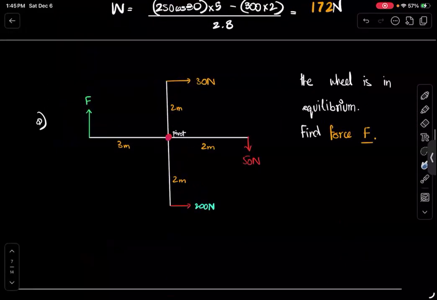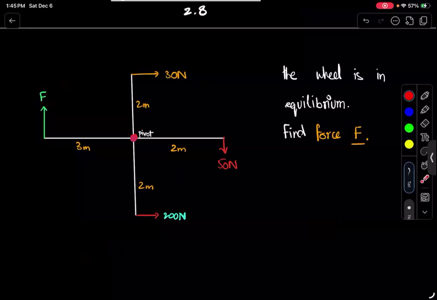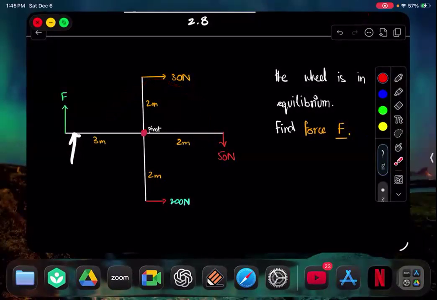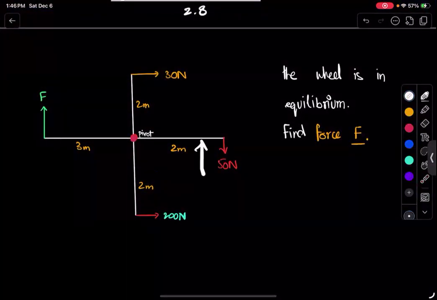This is a wheel, and this wheel is in equilibrium. The question is to find this force F. How do you do that? It's pretty simple. If this is a wheel, then this entire thing is going to turn around like a wheel. If you apply a force over here, then this entire wheel is going to spin in this direction. But if you apply a force in the other direction, then this entire wheel is going to turn around in the other direction, just like all wheels.